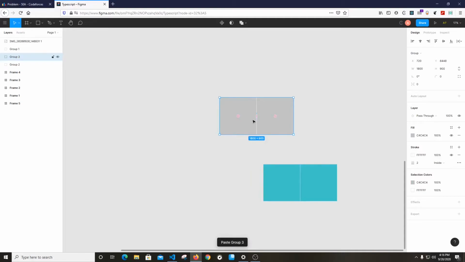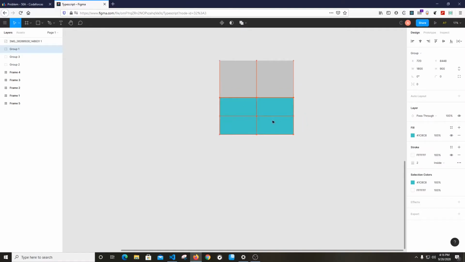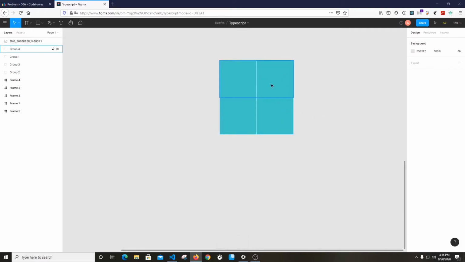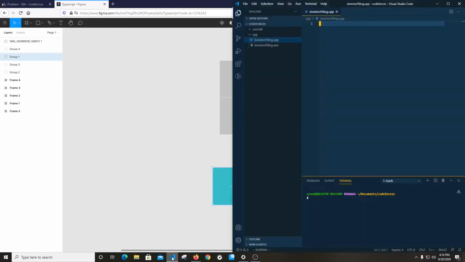But if the size of the rectangular board is 2 times 2, then we can fit in 2 dominoes. Alright, so you get the idea. So this is just a very simple problem of calculating area. Okay, so let's see the code.